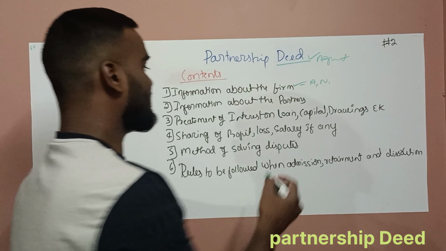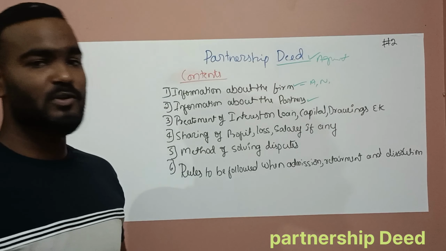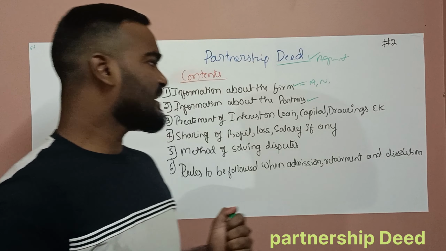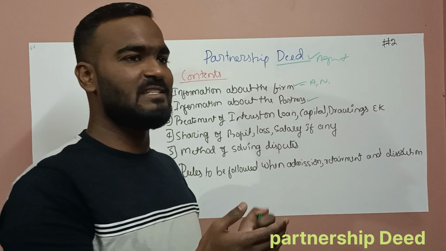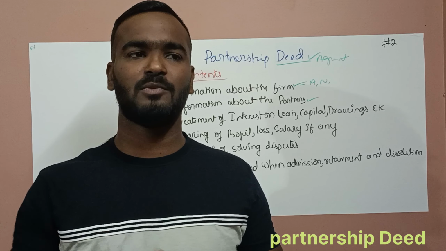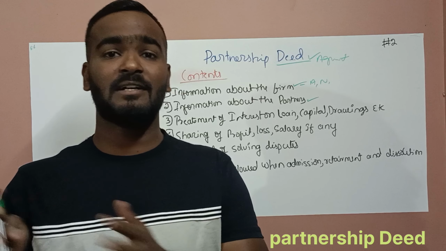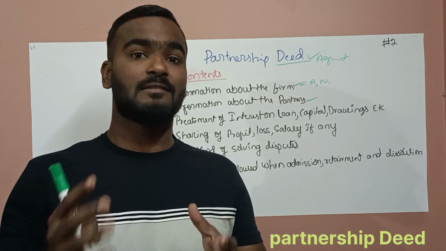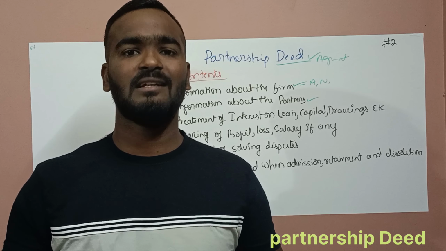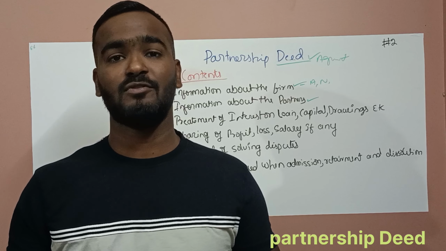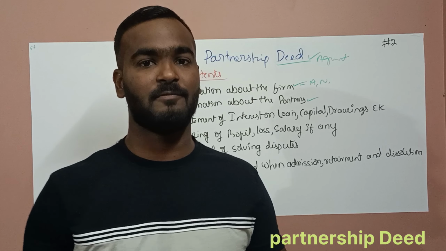Next, the second point is the information about the partners. After mentioning the information about the business, they have to mention all the information about the partners, like how many partners there are and the ages of the partners. That is the most important thing. I'll explain in future why I mentioned the age of the partners.